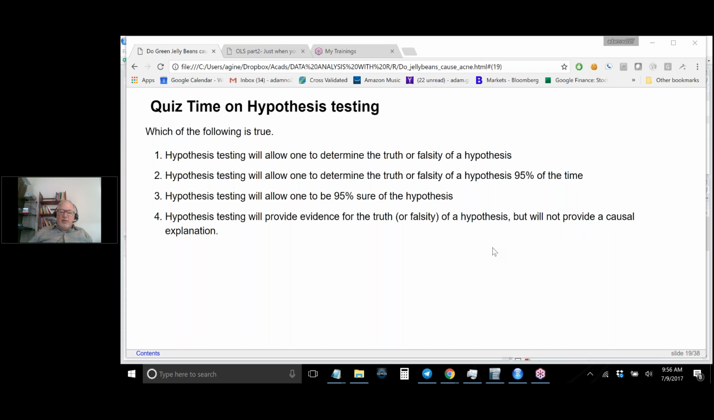I'll wait for your answers. Spoiler alert, I hope no one is thinking of answering anything but 4. Okay, great. Everyone's saying 4, which of course is correct. Hypothesis testing, the point is, does not provide any causal relationship. It provides evidence for or against a hypothesis.